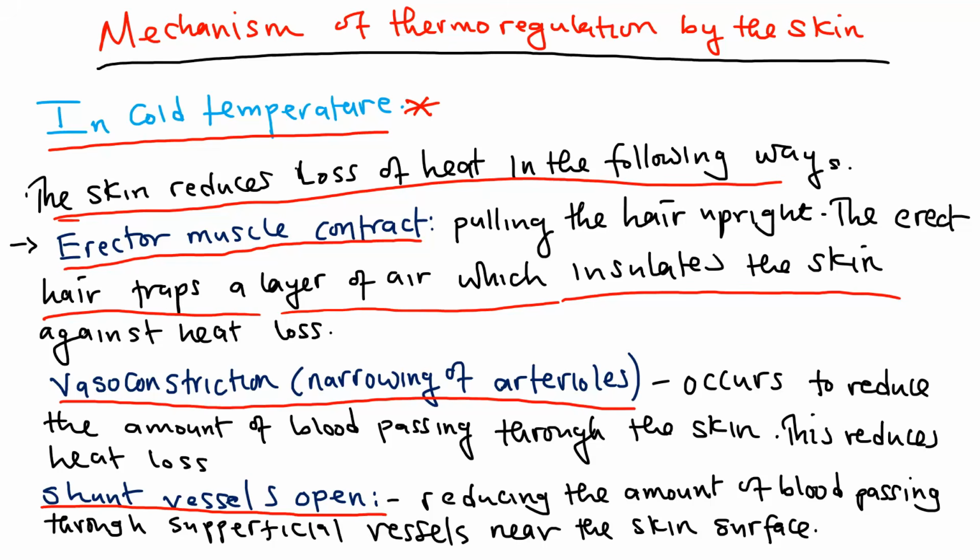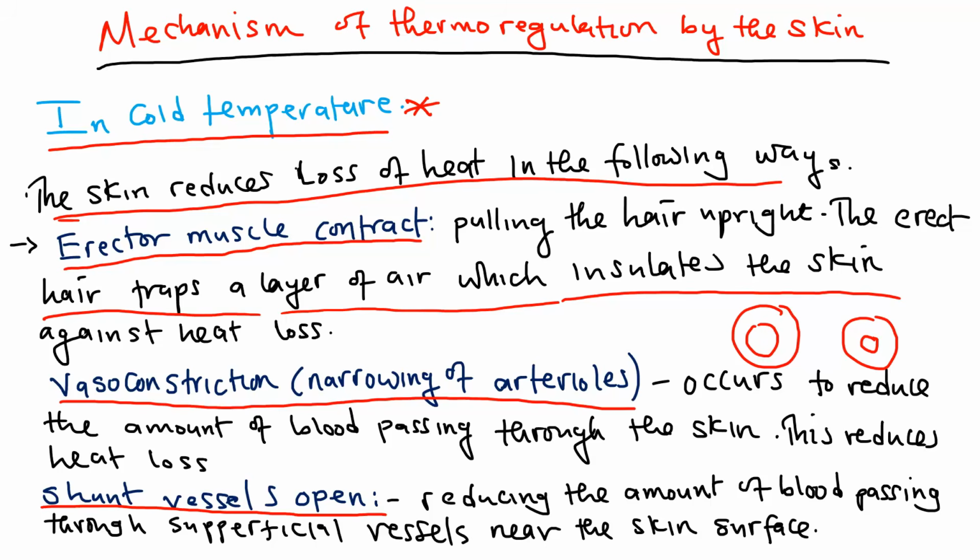Aside from that, there is vasoconstriction. Vasoconstriction is just a narrowing of the arterioles. When there is vasoconstriction, this reduces the amount of blood passing through the skin. Let's say this is the arteriole, and this has the lumen. So vasoconstriction is just reducing the size of this lumen so that blood cannot pass near the skin. It occurs to reduce the amount of blood passing through the skin, and this reduces heat loss. So vasoconstriction is one way to reduce heat loss.